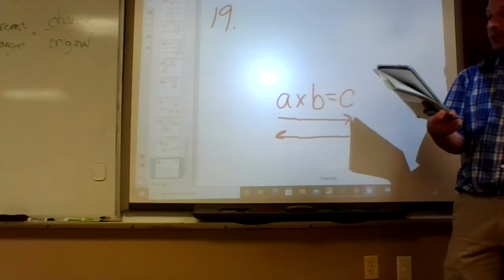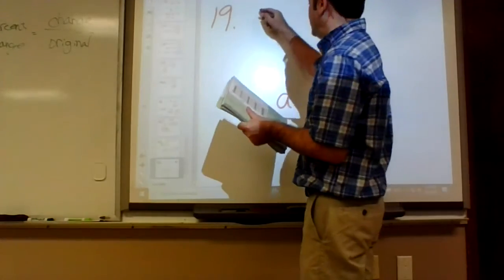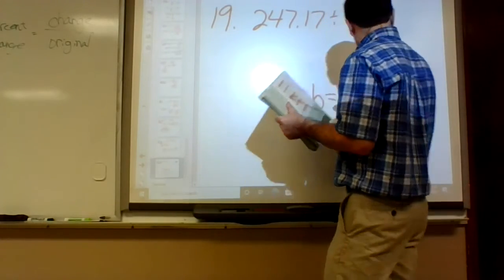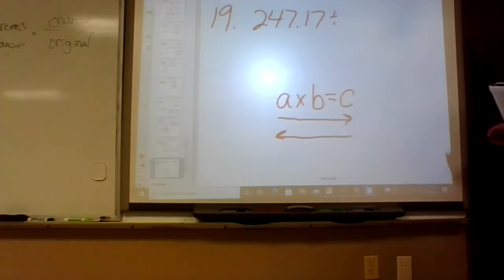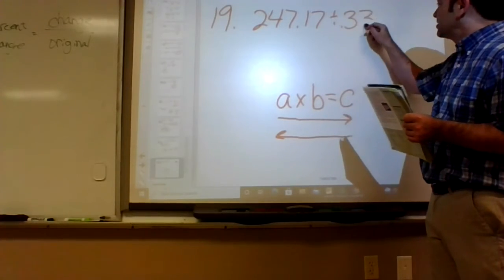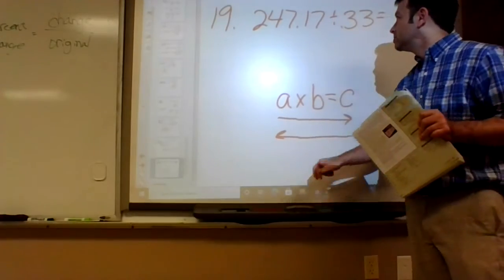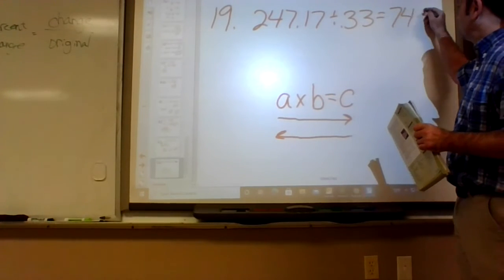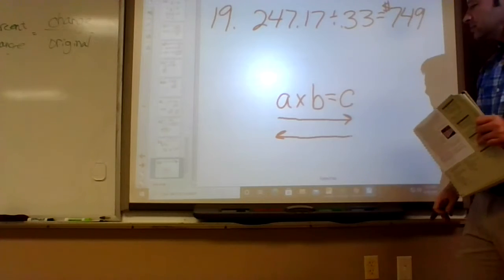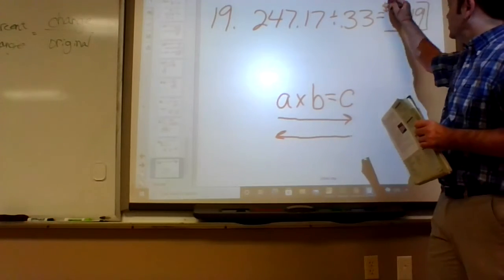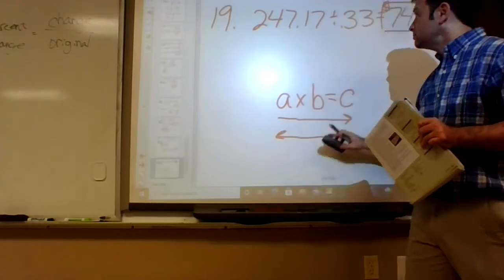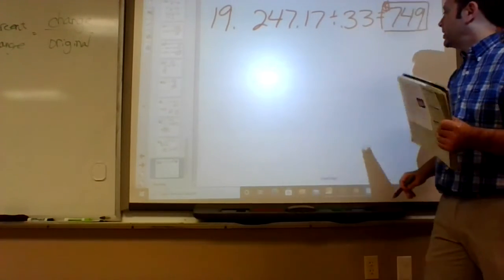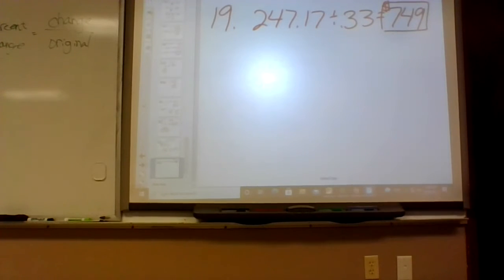So 19 will be 247.17 divided by, what am I dividing by? 0.33. Kind of ugly. 749. Okay, there's one answer. We started with 749.